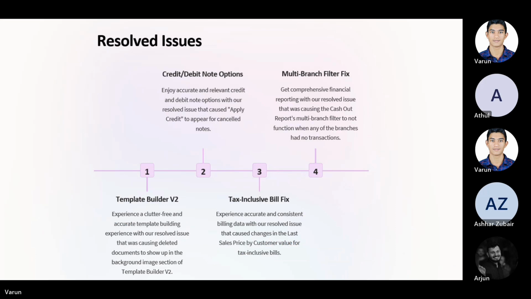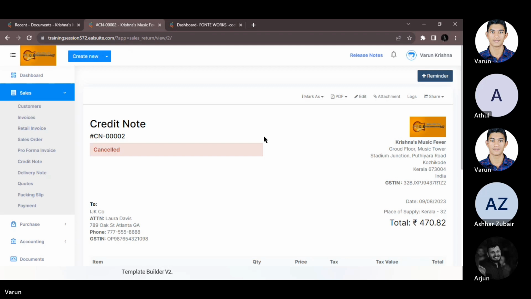Okay. The next one is related to the tax inclusive bill fix. So experience accurate and consistent billing data with our resolved issue that caused changes in the last sales price by customer value for tax inclusive bills. So we create different types of bills.